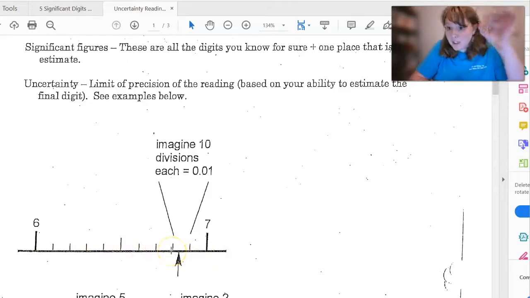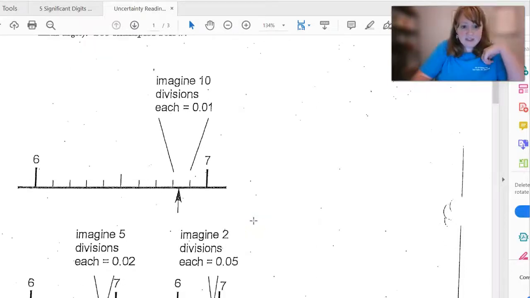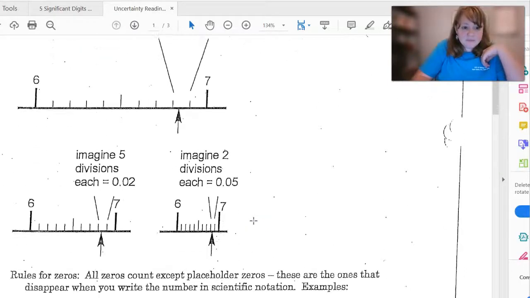We know for certain that that arrow is at least 6.8, and now I need to estimate one more digit. So I would say that this is 6.8, and now I can estimate the hundredths digit. It looks a little less than halfway between those two marks. So I would say 6.84, and 4 would be my estimated or uncertain digit in this example.